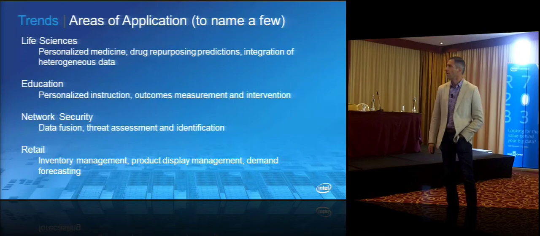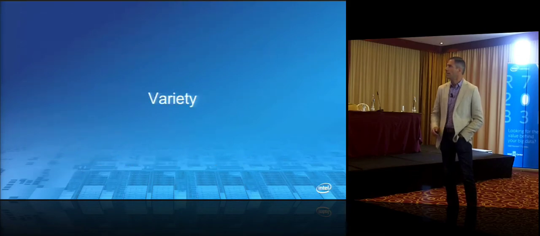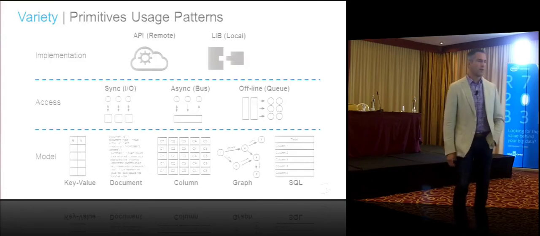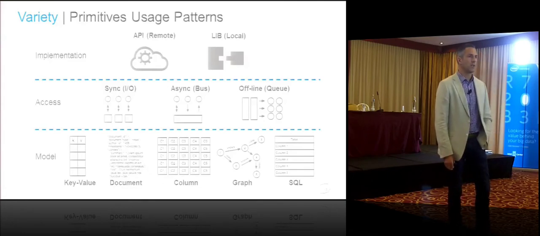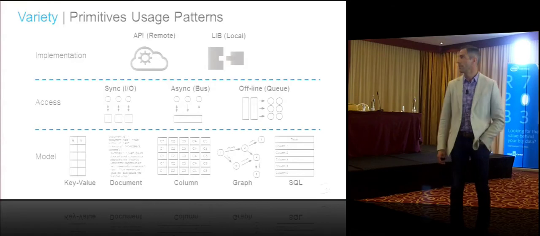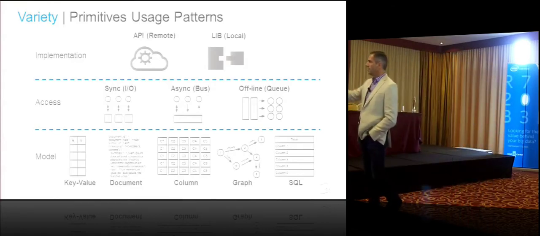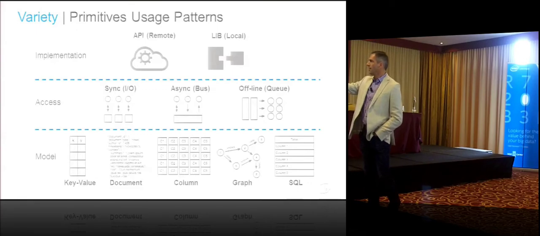All right, so variety. What do I mean by data variety? Variety is the idea of using different data primitives to do the right job, applying them for the right job. At the bottom, you see different data models. We've got keys and values, document stores, columnar databases, and NoSQL stores.